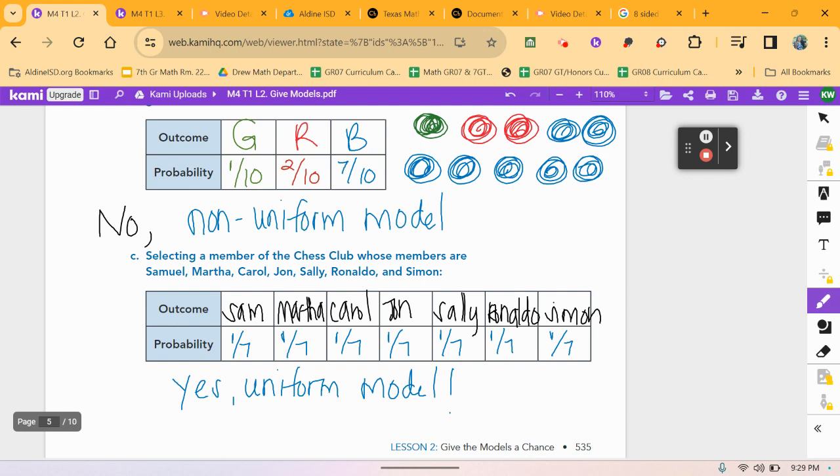So is this a uniform model? Yes, this is a uniform model. All of the probabilities are the same. And also, I just thought of something too. If it's hard for you to understand why it's called a uniform model, think about what a uniform is, a military uniform or a school uniform. What do you notice about those? Well, they all look the same. So if all of the probabilities are the same, it is uniform.